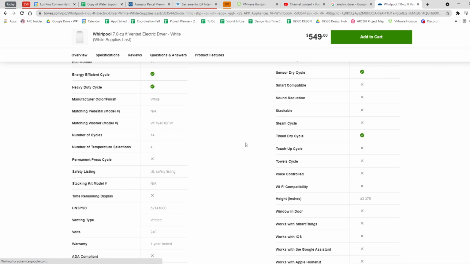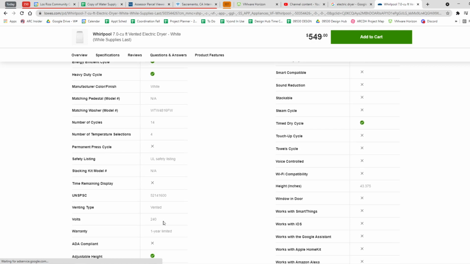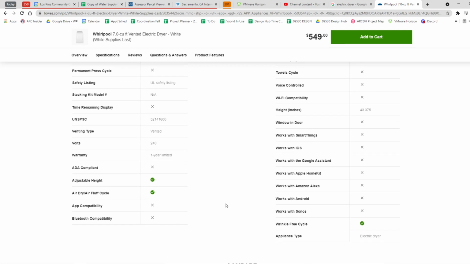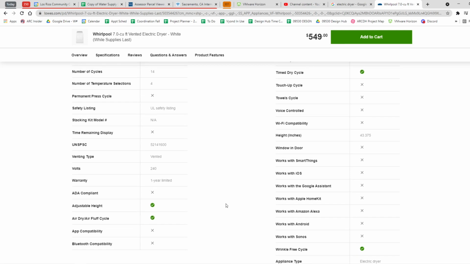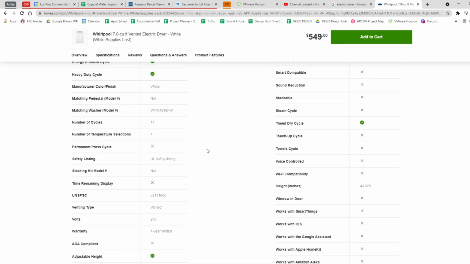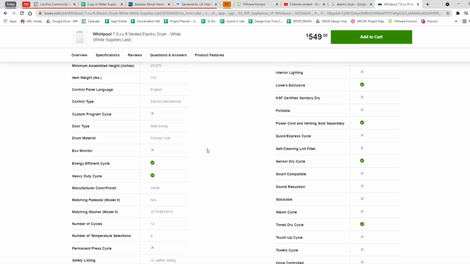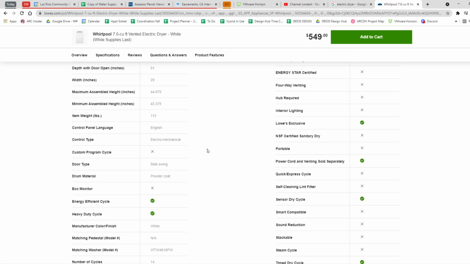Should be on here. Volts 240. Well, they're not giving you the watts. So I wouldn't buy this one. I didn't see anything on it.